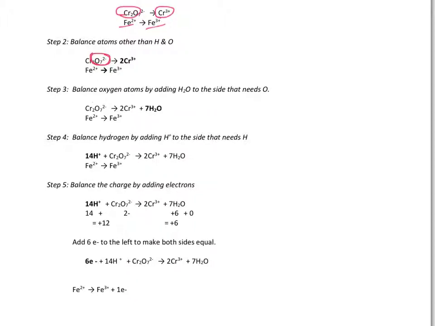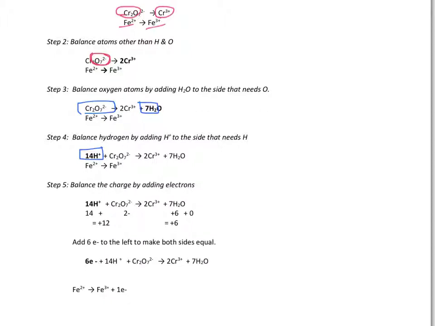Then we need to balance for the hydrogens by adding H positive to the opposite side. I don't have any hydrogens on the reactant side, but notice that I have 14 on the product side, 7 times 2. Therefore, I need to add 14 H positive to the other side. There are no hydrogens in the second half reaction, so we don't need to worry about that.